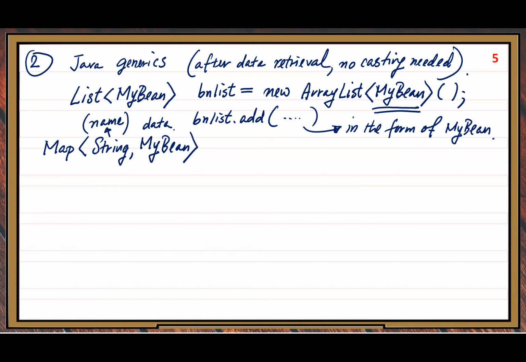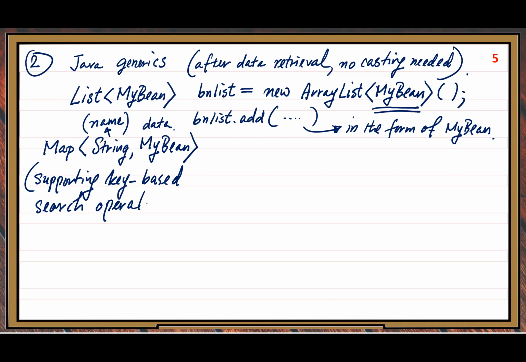For the second case, supporting key-based search operation. All right. That's called bean map, BMMap equals new HashMap. We need a concrete Java class, so we call it HashMap.